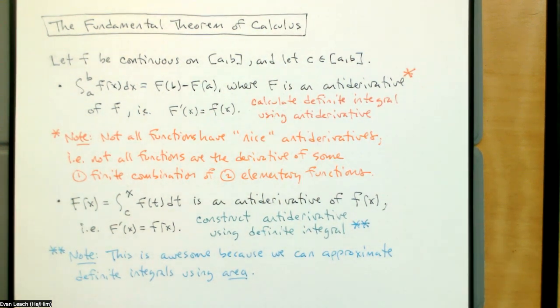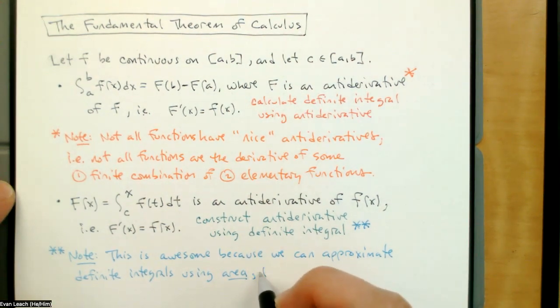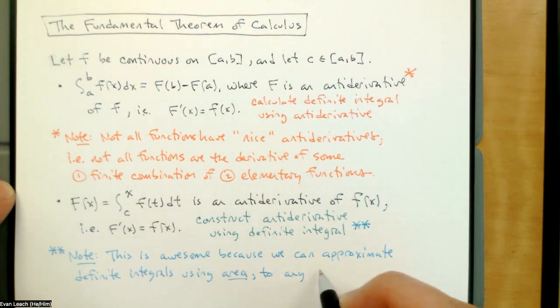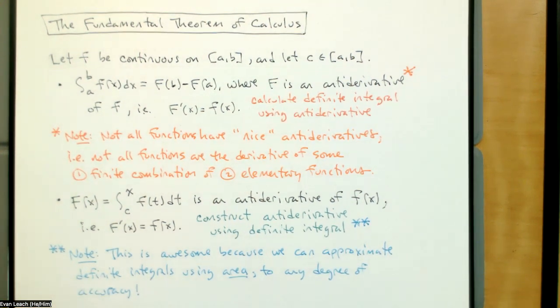This is awesome because we can approximate definite integrals using area. And we can do this to any degree of accuracy up to the limits of our computing power. Because we can improve our approximation by just making more rectangles.